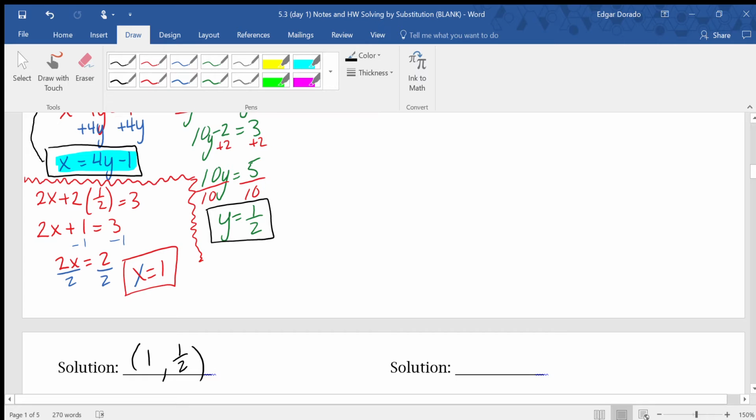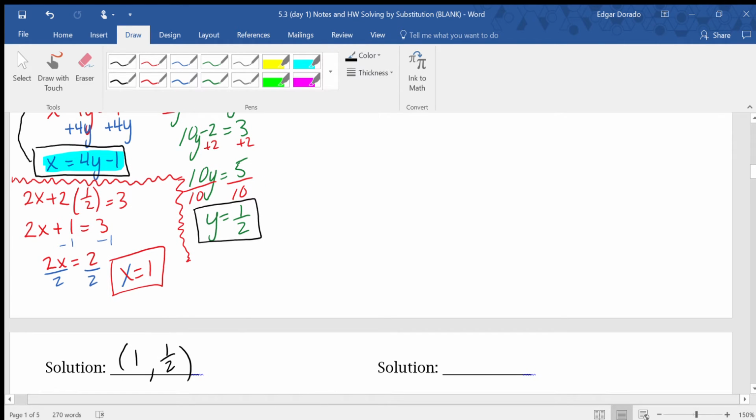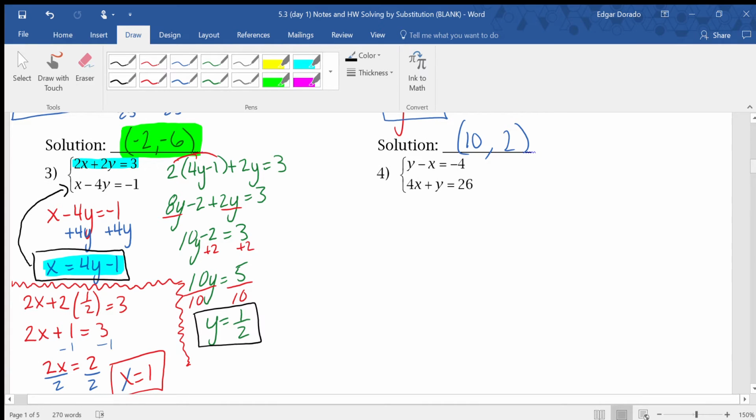All right. So again, my solution there is 1 comma 1/2. That is a solution where my x and y, I can go ahead and substitute those two values into both of these equations, and I will always end up with a true statement. Okay. All right. I'm going to have you guys go ahead and do number 4 on your own.